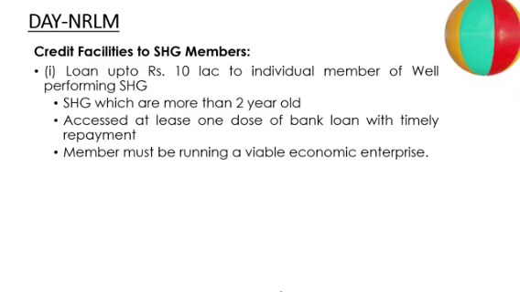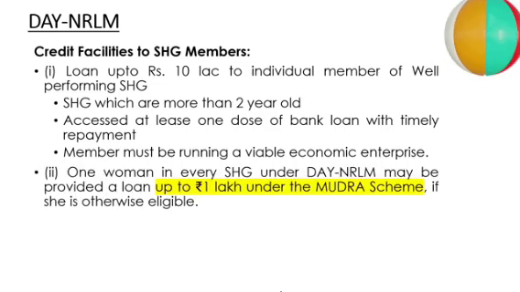Then this group, in normal cases, will consist of women only. So a loan of rupees 10 lakh to an individual woman of a well performing SHG can be given. And what is the criteria? SHG should be minimum 2 years old. They have taken one dose of the bank loan with timely repayment, and the member of SHG is running a viable economic enterprise. Further, one woman in every SHG under DAY-NRLM may be provided loan up to rupees 1 lakh under Mudra scheme if she is otherwise eligible.